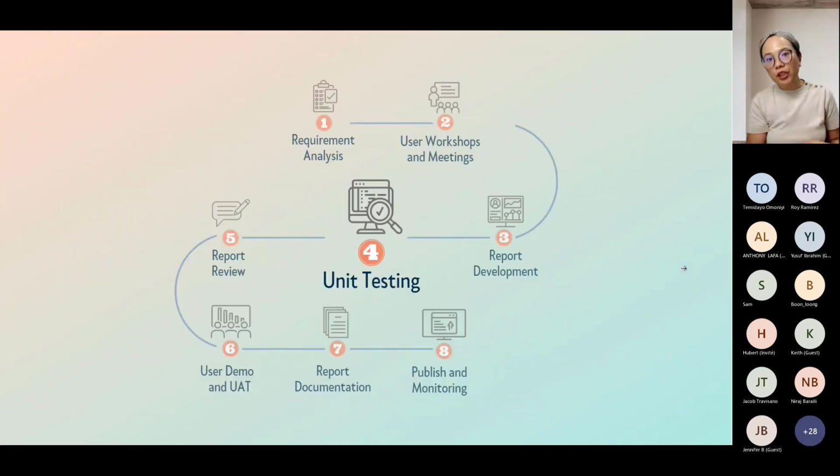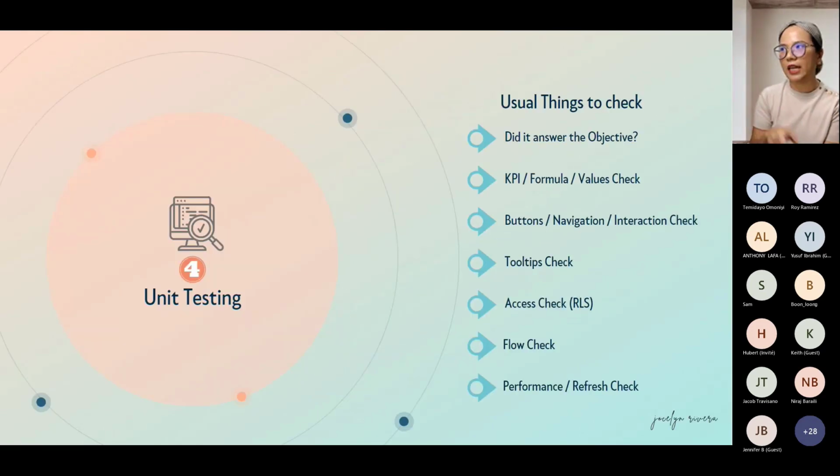Okay, so after you created the report, the next thing is unit testing. Unit testing is done by whoever created the report. I do this just to ensure that I didn't miss out anything when it comes to the report. So the usual things I check when it comes to unit testing: the first one is, did it answer the objective? You have to go back to the objective, to the form that you asked your user to fill in. Did it answer the objective or objectives? Second is that you need to check your KPI, the formula, the values.